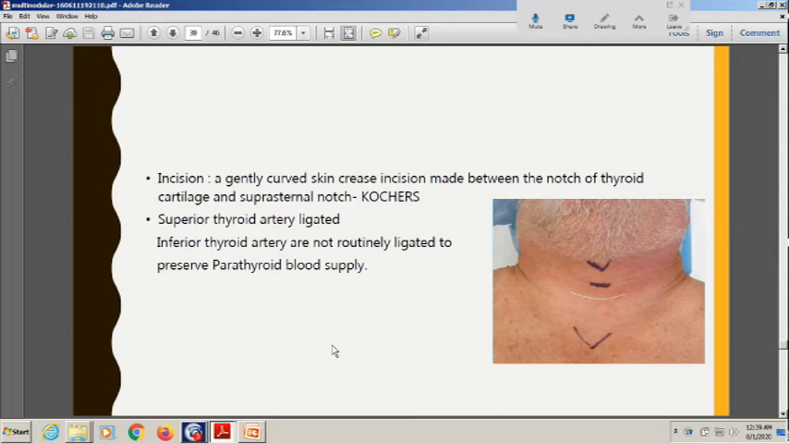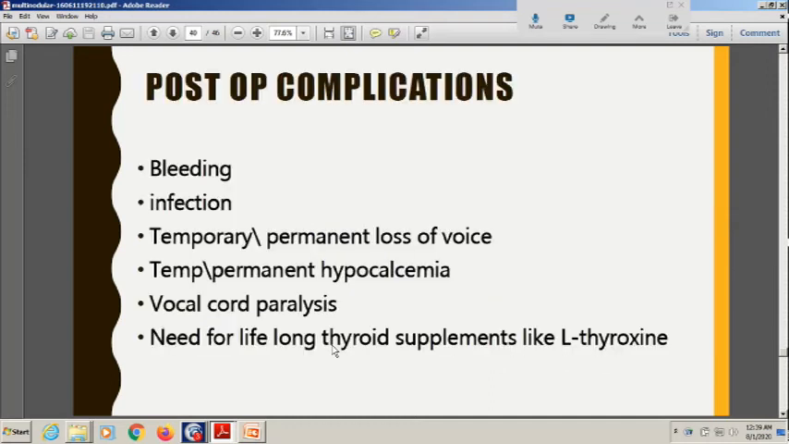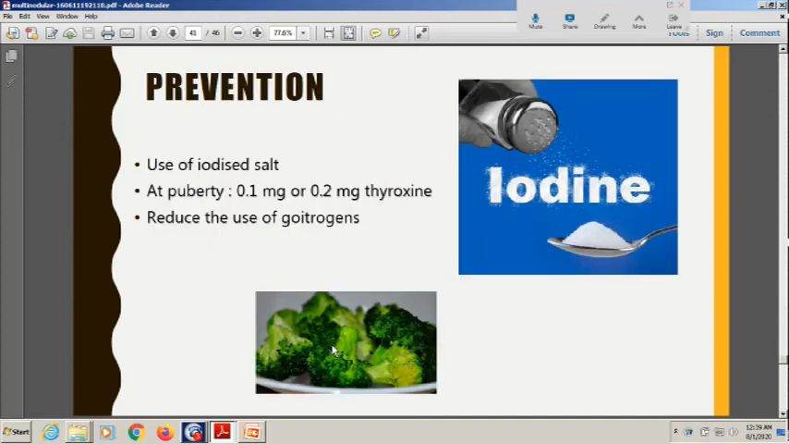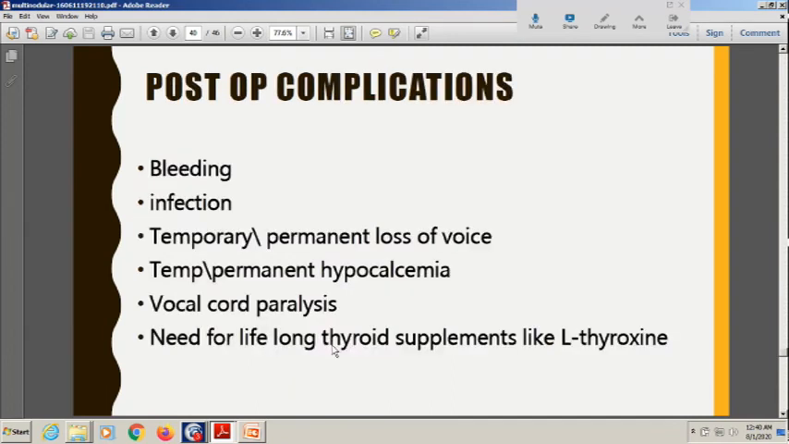Now the post-op complications of the surgery are obviously bleeding, infection, or nerve injury, which cause temporary or permanent loss of the voice. Because of damage to or excision of the parathyroid gland, we have to look for temporary or permanent hypocalcemia, and vocal cord paralysis. An important thing is, if we perform a total thyroidectomy, we have to give lifelong supplementation with thyroxine, which is L-thyroxine, levothyroxine.